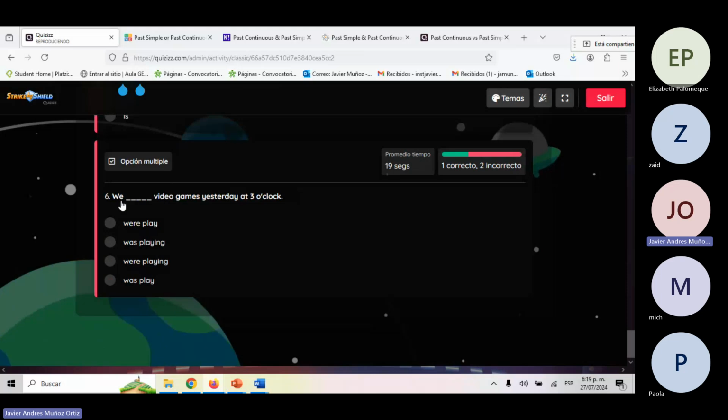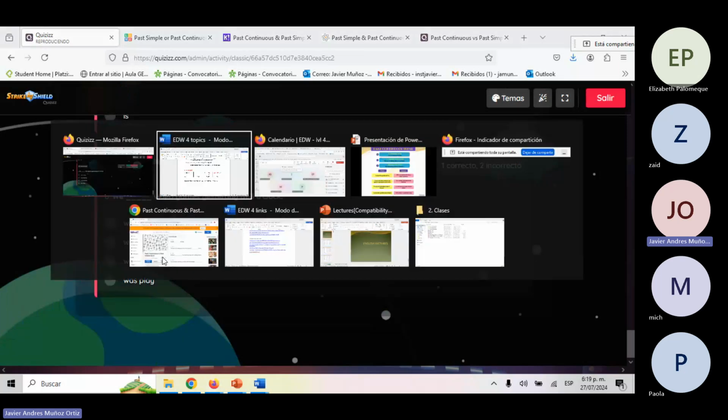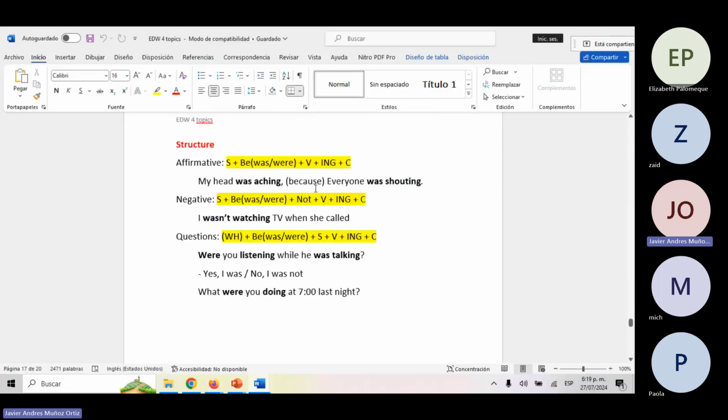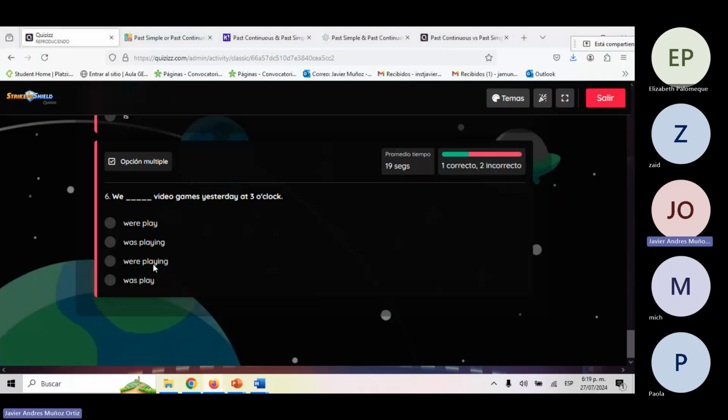We, the conjugation for we, once again, is were. So we were playing, one of those, right? But remember that with past continuous tense, once again, we need the main verb. The main verb is going to have the ending ing added, right? So in this case, we were playing video games yesterday at 3 o'clock.